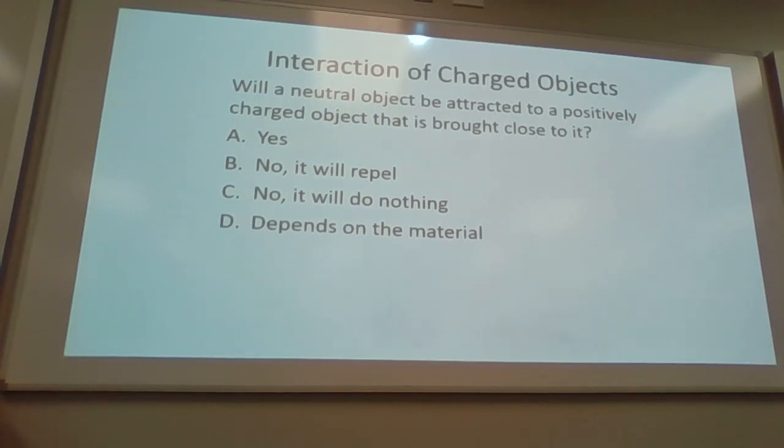Okay, this is a difference between chemistry and physics. In chemistry, you'd say C, it won't do anything. It's neutral. It's like Switzerland. You bring a proton next to a neutron, and it's like whatever. But in physics, because we're looking at a macro-sized object, it can polarize and therefore can attract.